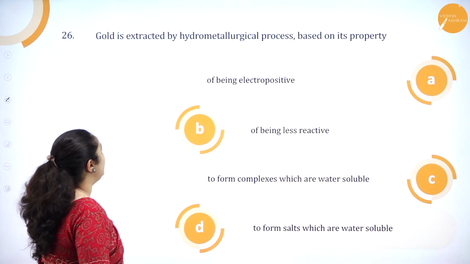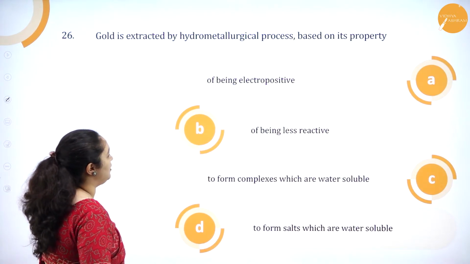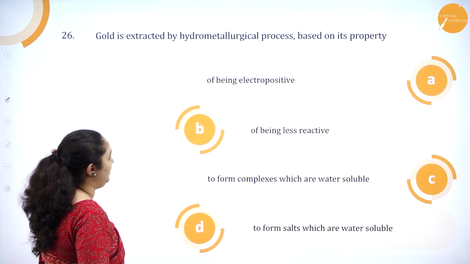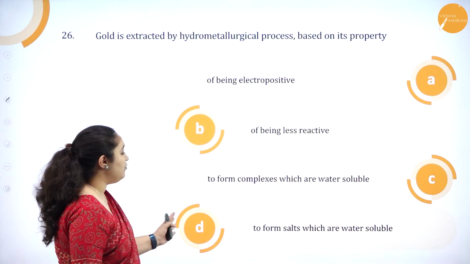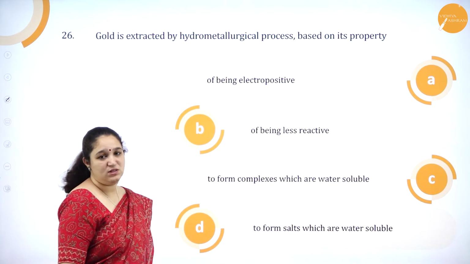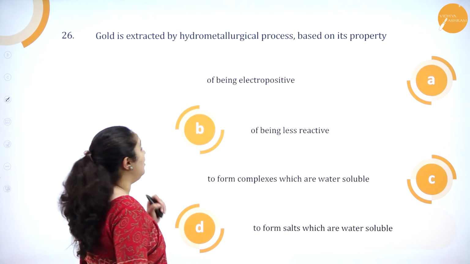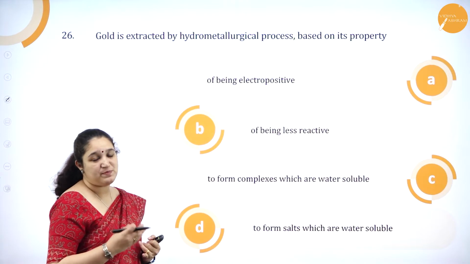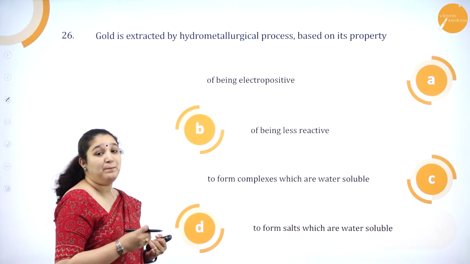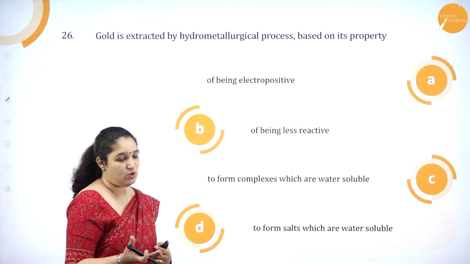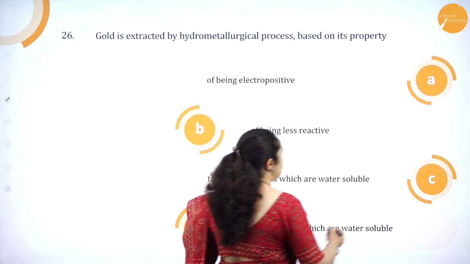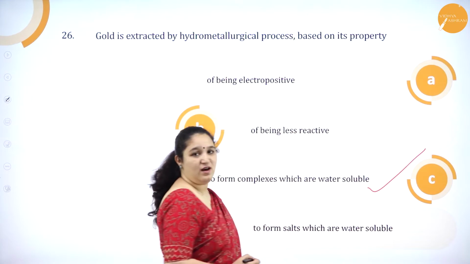Gold is extracted by hydrometallurgical process based on its property of being electropositive, of being less reactive, to form complexes which are water soluble, to form salts which are water soluble. So, we know that extraction of gold is by hydrometallurgical process because of the formation of complexes which are water soluble. That is option C is the correct answer.